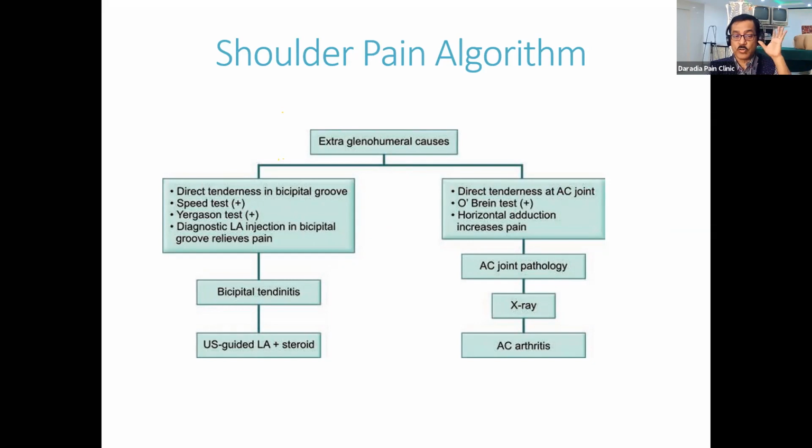Many times we talk about osteoarthritis of the shoulder joint, osteoarthritis of the glenohumeral joint, but that is not a common cause. So remember these 5 common causes of shoulder pain. Again, let me repeat: frozen shoulder, then rotator cuff tendinopathies, then bursitis, then AC joint osteoarthritis or AC joint arthropathies, and then bicipital tendinopathies. These are the 5 common causes; we have already enumerated the other causes, but always remember these 5 common causes of shoulder pain.